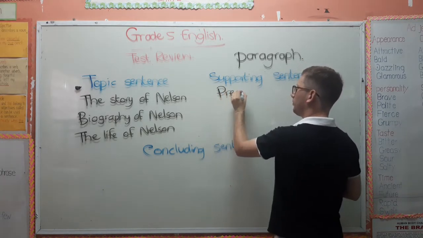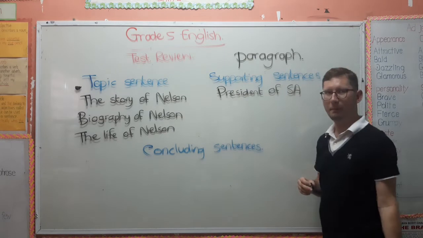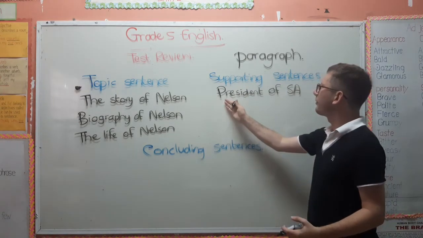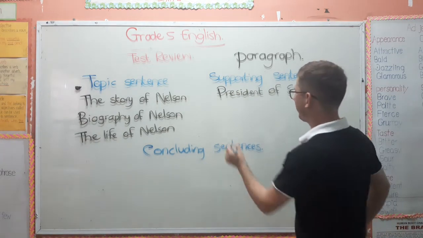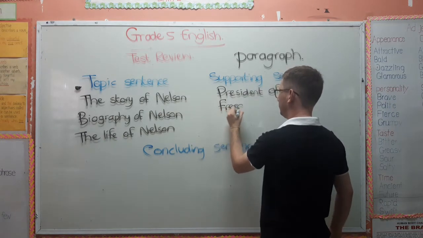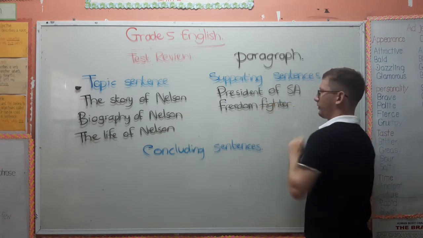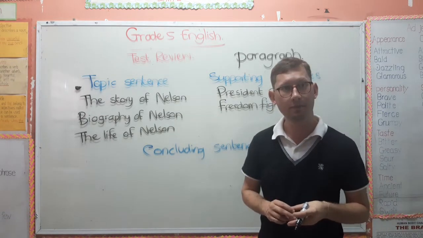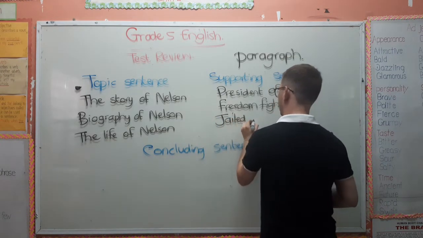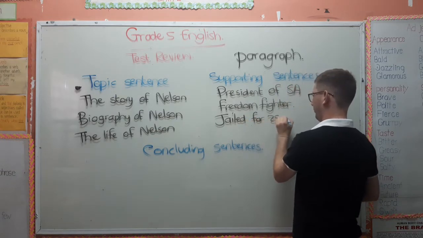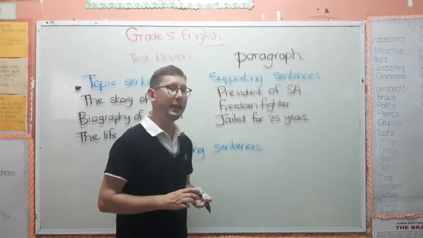Okay, so then you have now supporting sentences. President of South Africa. Okay, so then you can tell me about his presidency. Okay, he was a freedom fighter. He was jailed for 25 years. Okay, he believed in equal rights.